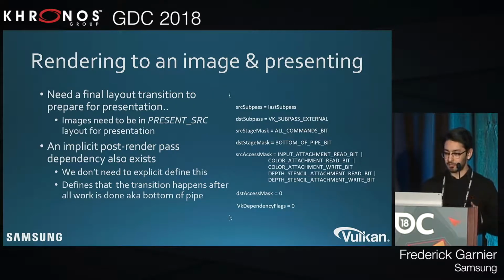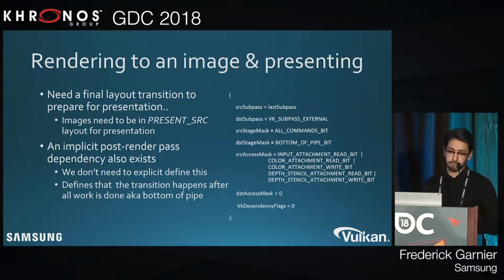OK, that's a lot out of the way. As I said, you also have to specify the final layouts, and that's a second subpass dependency. There is an implicit one as well, which defines the synchronization scope between the render pass and after that. So that's why you have subpass external in the destination subpass. In our case, we want to transition to present source KHR, which is the layout the presentation engine needs.